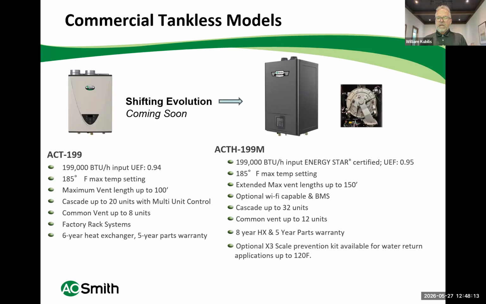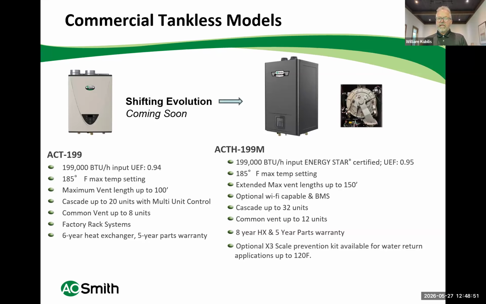it will deliver that. The new tankless model, the ACTH, it will vent up to 150 feet, whereas the older model was only 100 feet. We have optional Wi-Fi capabilities and BACnet for our tankless water heaters. You can cascade up to 32 units, and you can common vent up to 12 units on one vent system. And with the new model, we have an 8-year heat exchanger warranty and 5-year parts, which is a little more warranty than we've had in the past.